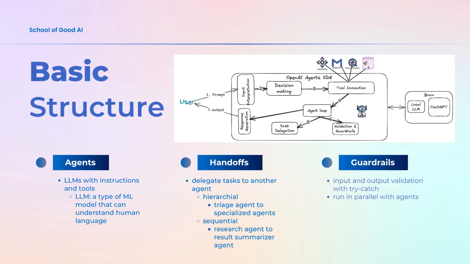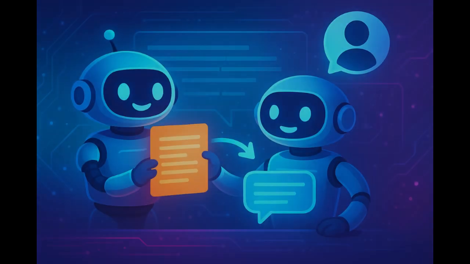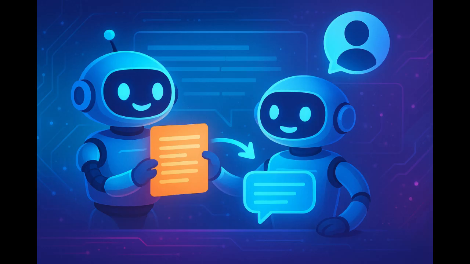Each agent is an LLM equipped with instructions and tools designed to help them complete their task. Handoffs can come in two main types, hierarchical or sequential. In a hierarchical structure, a triage agent assigns tasks to specialized agents. In a sequential structure, one agent's output feeds into the next agent. An example would be a research agent passing its output to a summarizer agent that answers the user's inquiry.